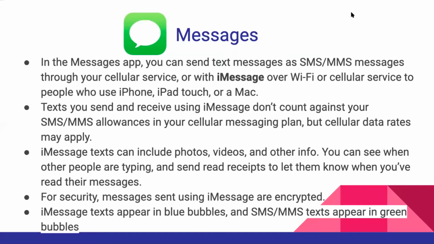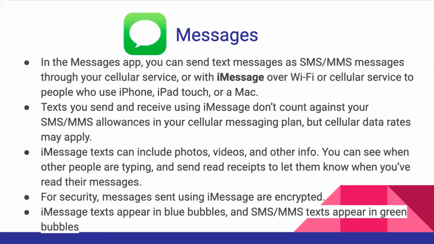Okay, so the next application that we have is the messages. So in the messages app, you can send text messages as an SMS or MMS, which uses your cellular service. Through iMessage, it actually can use Wi-Fi or your cellular data with people that also have an Apple device, like an iPhone, an iPod Touch, or a tablet or a Mac. So once you see these messages, they don't count against the allowance that you have on your cellular messaging plan. But certain ones do, like the SMS or the MMS.